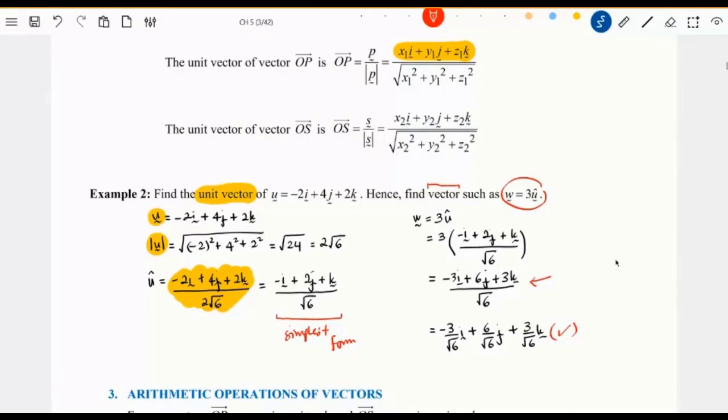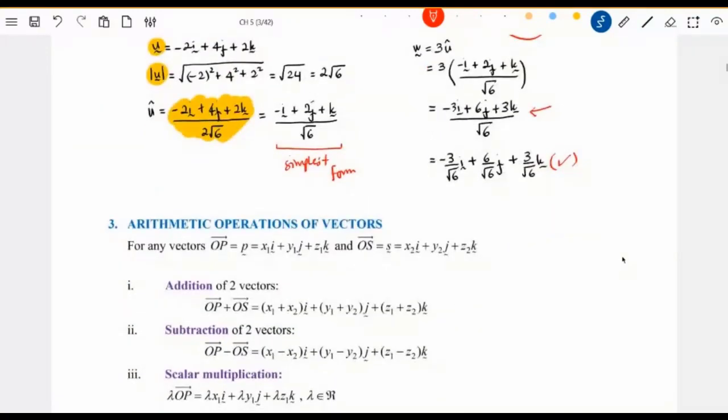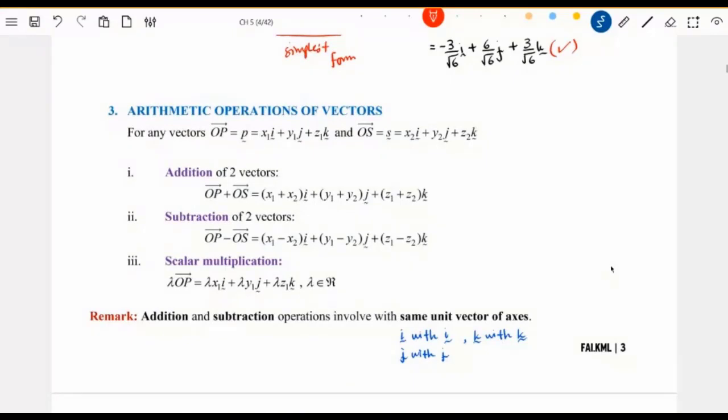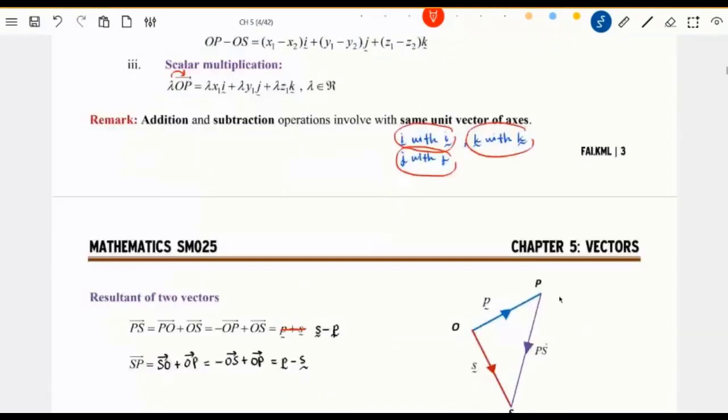Now we proceed with the arithmetic operation, which is hasil tambah tolak darab untuk vectors, 2 vectors. So the important things you have to know is we have to do the operation according to same unit vectors. I with the I, J with the J, K with the K. Jangan salah, make sure dia pada term yang sama. I dan I, J and J, K and K. Okay, so tambah macam biasa, tolak macam biasa, darab. We just have to bring in the scale into the vectors. Okay, so darabkanlah untuk setiap unit vectors. Okay, so we do resultant vectors.